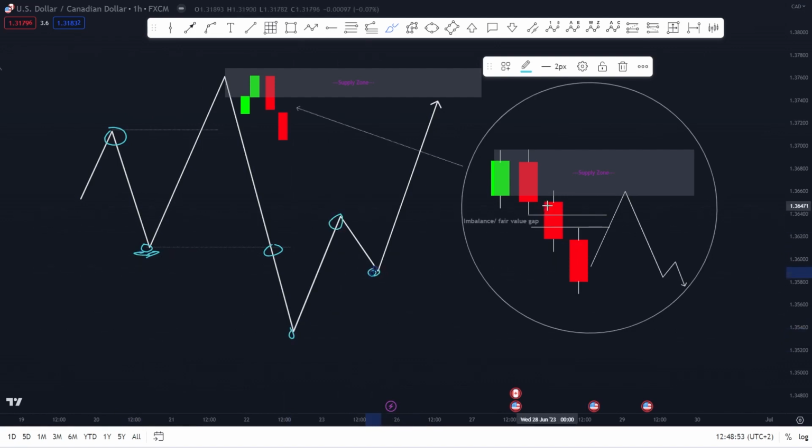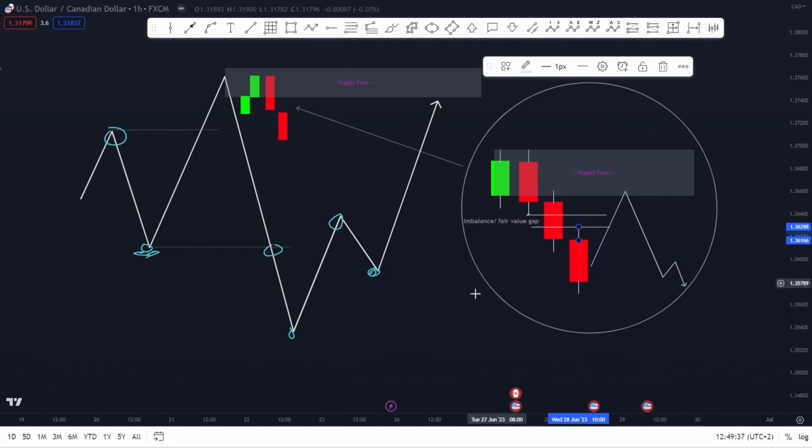An imbalance or a fair value gap is a space between the high and the low of a wick. We can see that this wick right here is not touching this area. It's not like this. If we saw something like this, that would mean the market has already balanced the fair value gap. But once you see that right now we have a space in between this area, that's when you can decide, okay, I want price action to come and close this area and then touch the supply zone and then move lower.